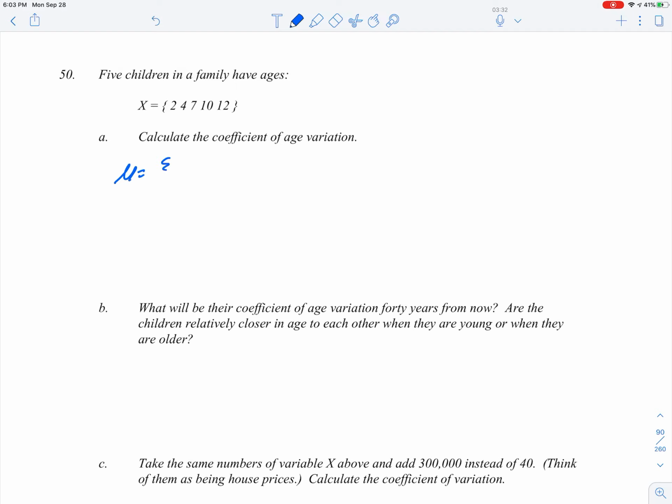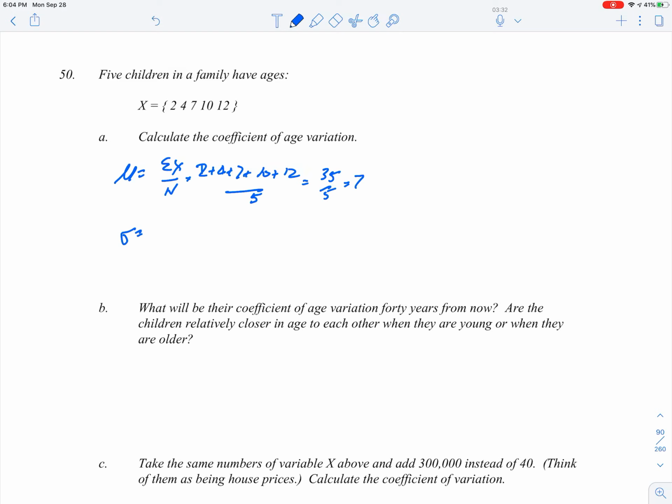Mu is equal to the sum of the x's over n. And so if we were to add these up, we get 2 plus 4 plus 7 and 10 and 12. Divide that by 5. And what we would end up with then is 35 over 5 is equal to 7. So we get a mean of 7 here.